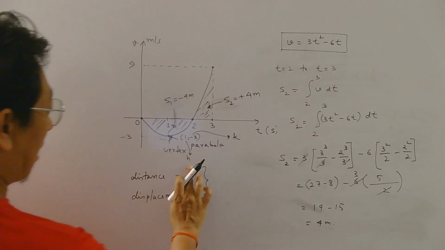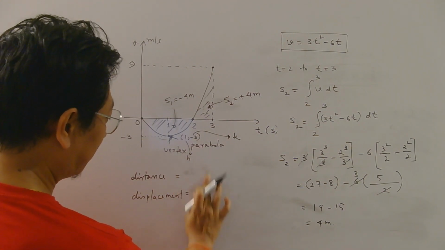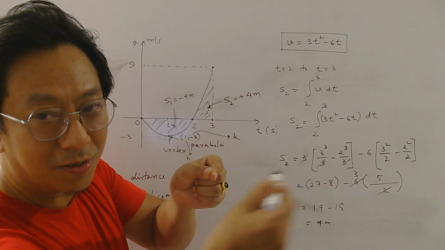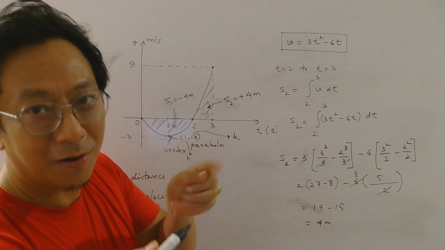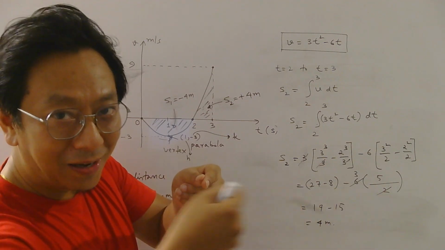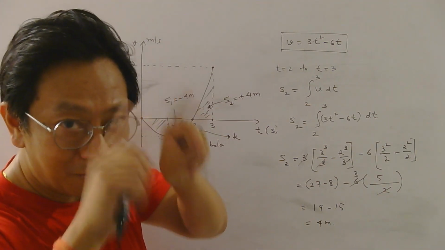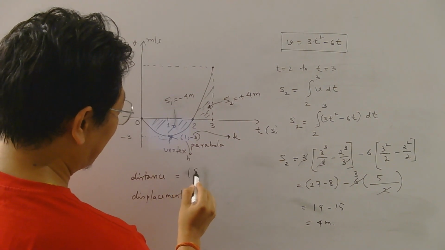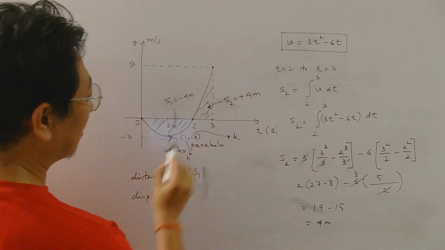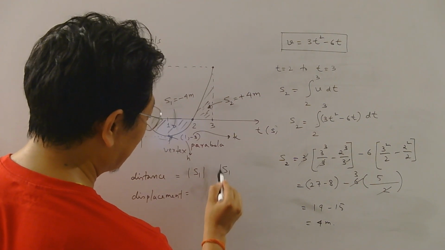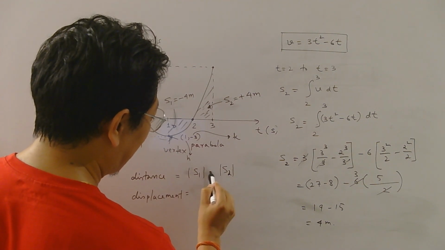So now if they ask for distance, then you know that if something goes 2 meters this way, 2 meters this way, the distance will be what? 4 meters, right? We have to take the magnitude of displacement, meaning the modulus. So from 0 to 2 seconds, the distance covered is the modulus of displacement, and from 2 to 3 seconds, the distance is the modulus of displacement. And we have to add.